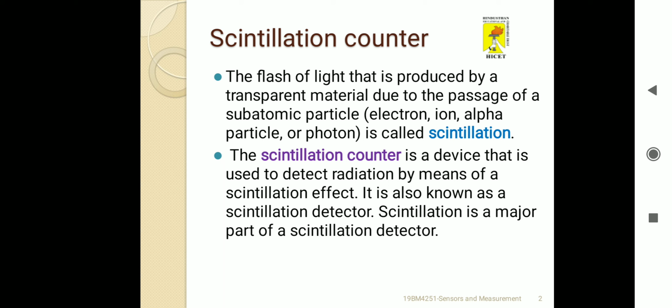Scintillation. The flash of light that is produced by a transparent material due to the passage of subatomic particles like electrons, ions, alpha particles or photons is called scintillation. A scintillation counter is a device that is used to detect radiation by means of the scintillation effect. So we also call it a scintillation detector. Scintillation is a major part of a scintillation detector.